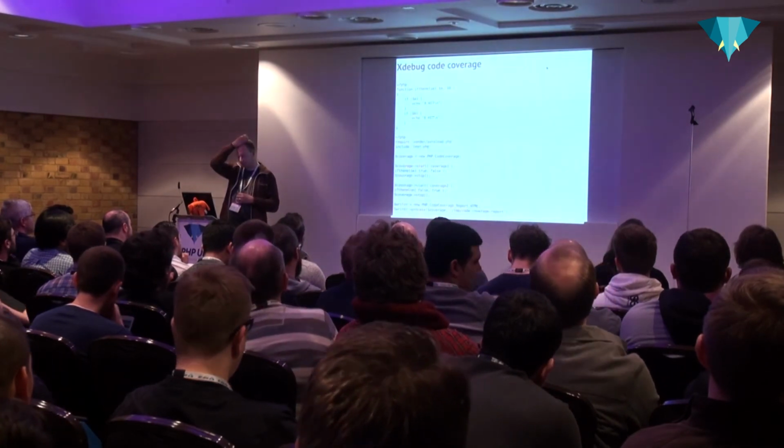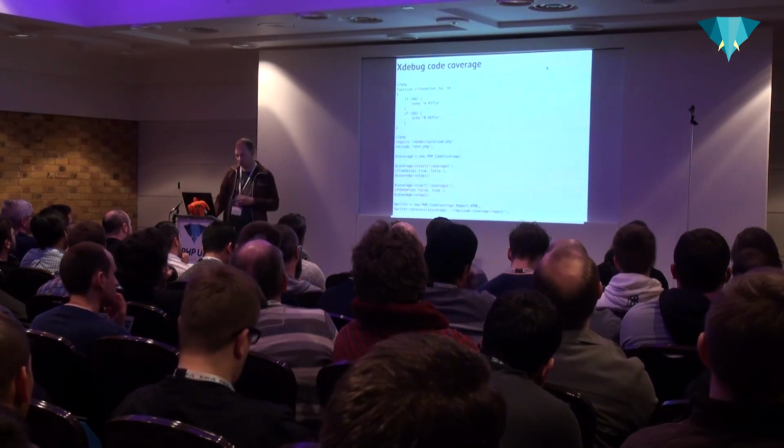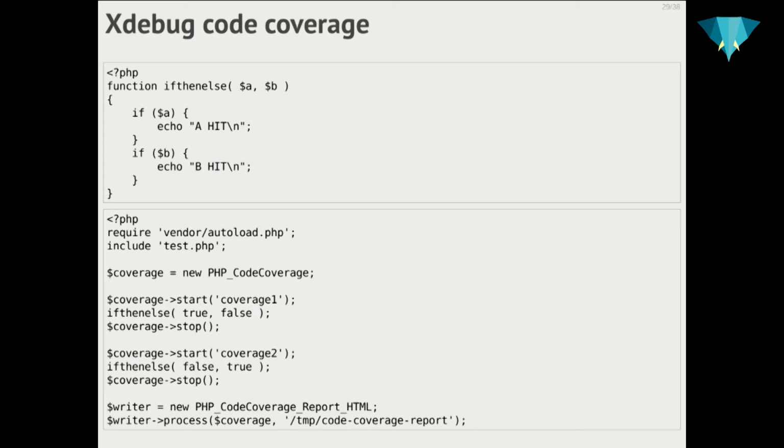Alright, so I mentioned the code coverage with if and else, so I don't have to show you this one. This is just a slide showing how PHPUnit internally works. It uses a package called PHP code coverage that you can install with Composer. So how this works is that you start a context. You have then two tests.